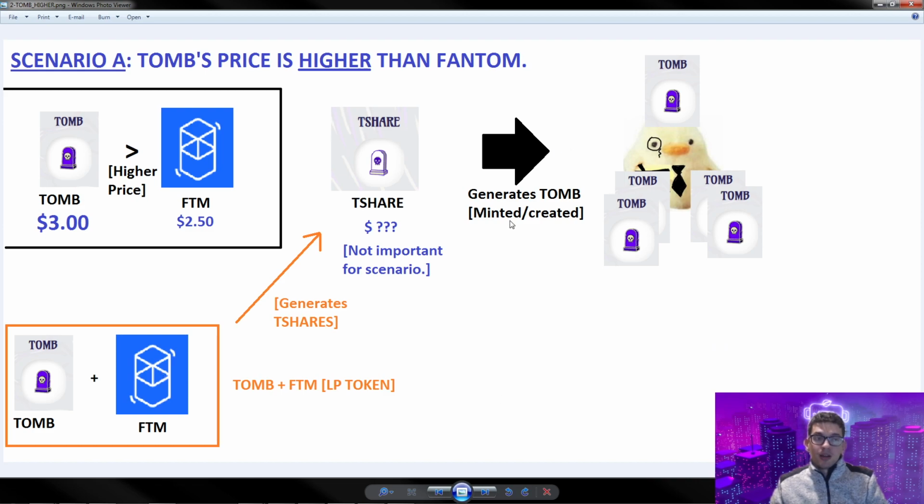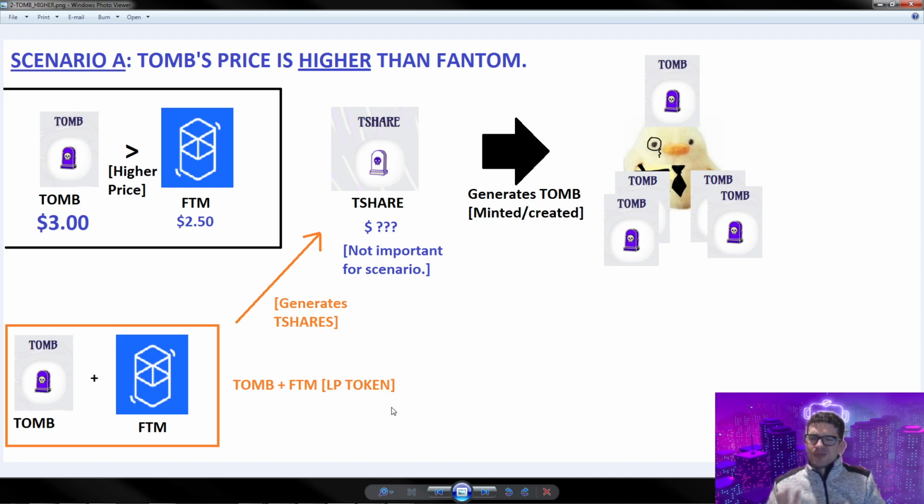Now keep in mind, how can you get TSHARE? Well, you can buy it, or you can actually pair it up with TOMB and Fantom and give it as a liquidity provider token. Whoa, that just escalated really quickly. Let's go over that again. So what you can do is you can actually provide a TOMB token and Fantom, combine it as an LP token, and then you get TSHARE as a result.